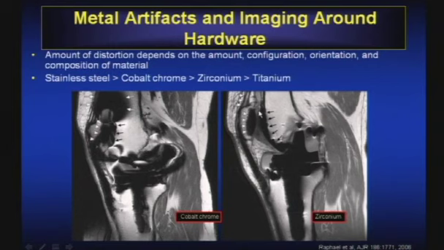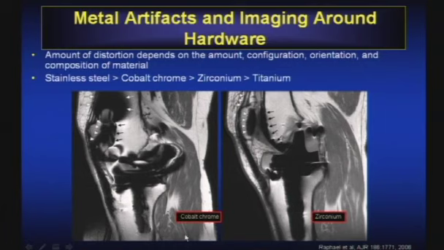So if we have titanium, we're going to do pretty good just with standard clinical sequences. We're not going to have to do a whole lot to reduce the susceptibility artifact. But if we're dealing with stainless steel, and that's what we're primarily dealing with in a lot of patients who had these surgeries 5, 6, 7, 8 years ago, we're going to be dealing with pretty significant artifacts.